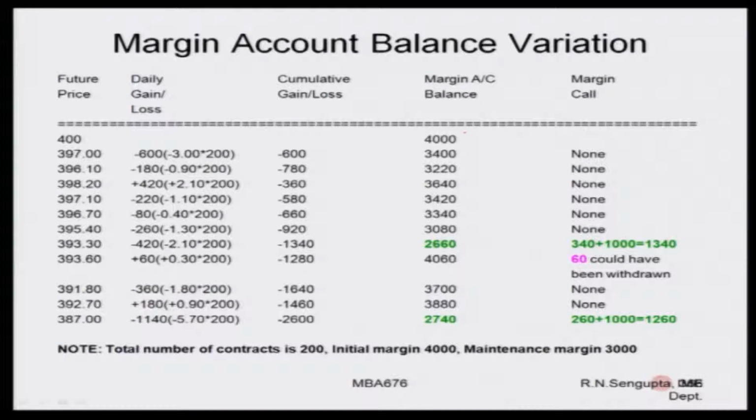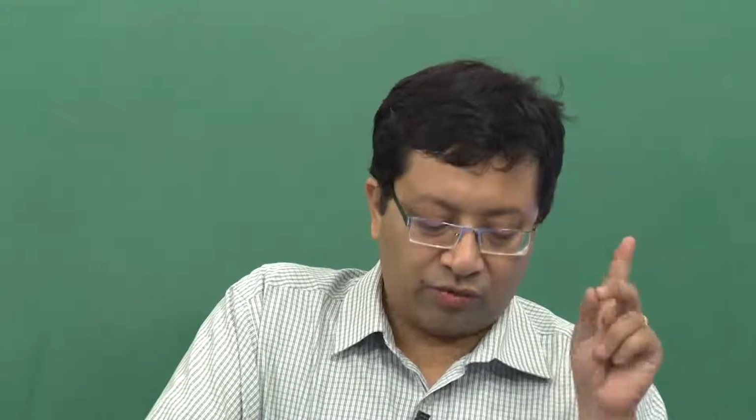So, in day 0 the price was 400, in day 1 the price has fallen to 397, which means a fall of 3 rupees. Now, how many contracts did you have? You have basically 200 contracts. So, the overall price fluctuation for each contract is minus 3. So, the total loss would be 200 into 3, which is minus 600. I had noted it down.